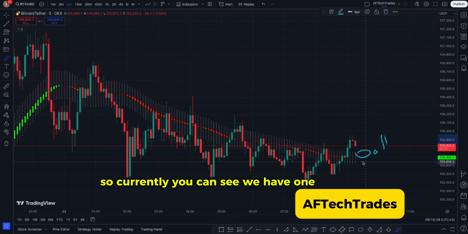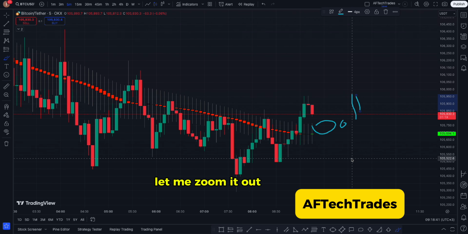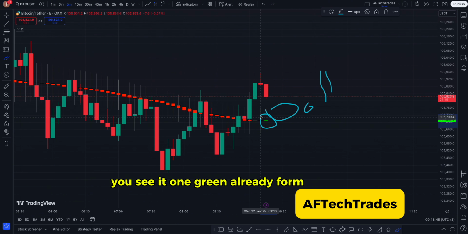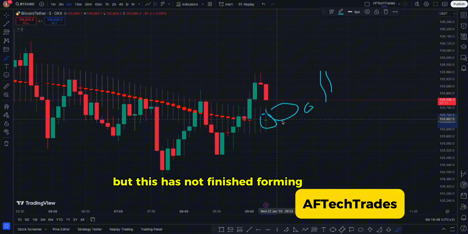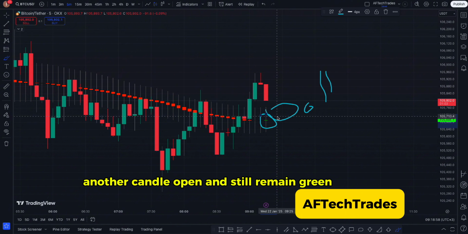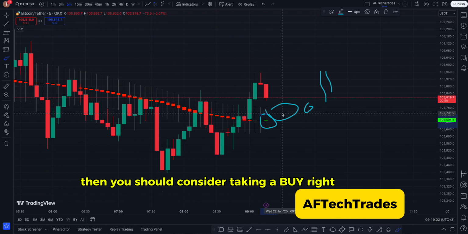So currently you can see we have one. Let me zoom it out. You can see we have one green candle already formed, but it has not finished forming because it can actually change. The candle has not closed yet. So you wait for this candle to close, and if it still remains green, and another candle opens and still remains green, then you should consider taking a buy, right?